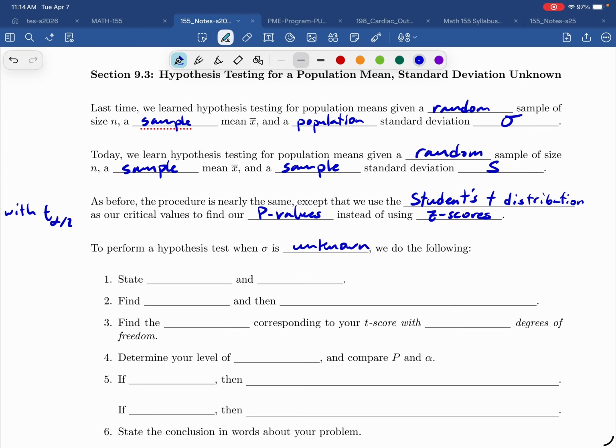Oh, and one quick thing before we begin, I'm saying critical values right here. This is also known as the test statistic. Last time when I wanted you to find the test statistic, I wanted you to find z. Here, if I want you to find the test statistic, I want you to find t. Okay? So anyway, what are we going to do?